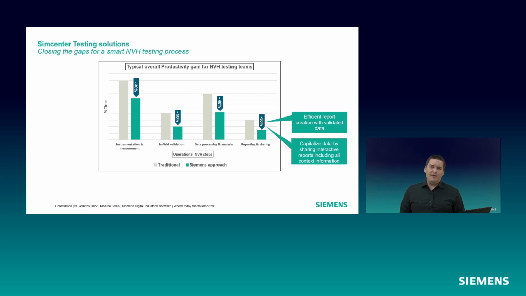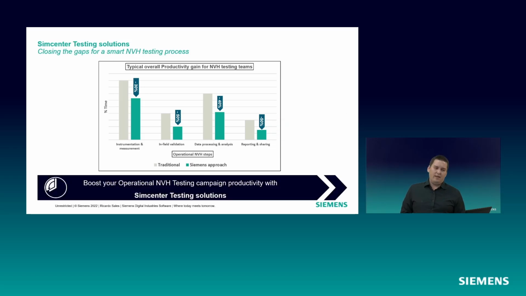So you see that by closing those gaps, you can gain a lot of time, and of course, cost comes together with that, so you can also save a lot of money in your Operational NVH campaign by implementing Simcenter testing solutions. So that's the message today. We want to make sure that you know that Simcenter can boost your Operational NVH testing campaign and enable a lot of productivity in any step of your campaign.